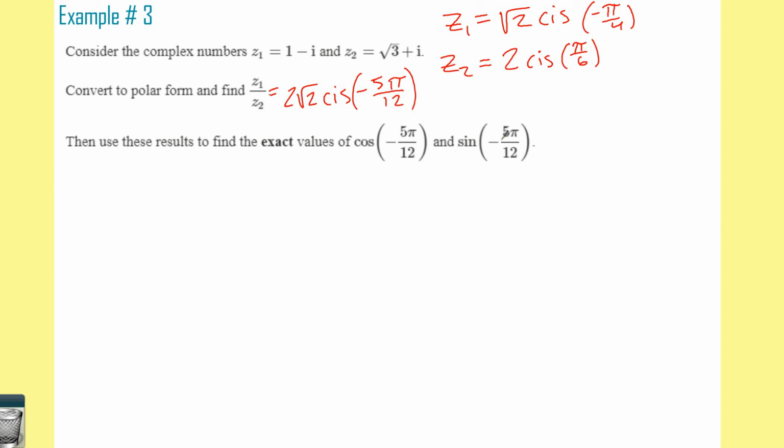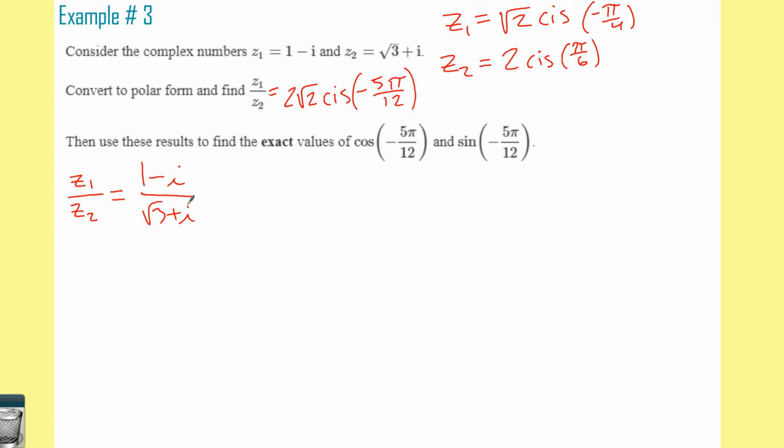So we want to find the exact values. Well, think about what we just did. We divided it when it was in polar form, but it was also in complex number form. Couldn't we have just left it at that? What if we had done z1 over z2, but we used 1 minus i over the square root of 3 plus i?